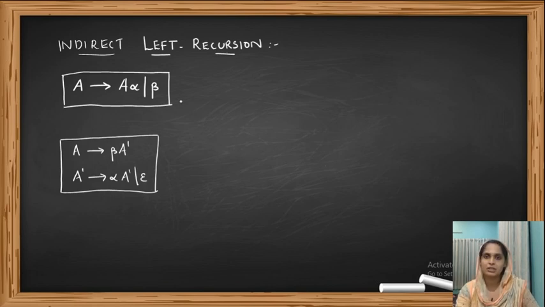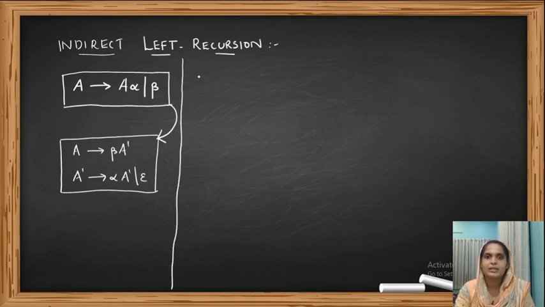So what is left recursion? Left recursion means if the grammar contains any production of the form A produces Aα | β, then we call that grammar left recursive. In order to eliminate left recursion, we have to convert that production into the form A produces βA', and A' produces αA' | ε. Okay, so now let's check what is indirect left recursion.